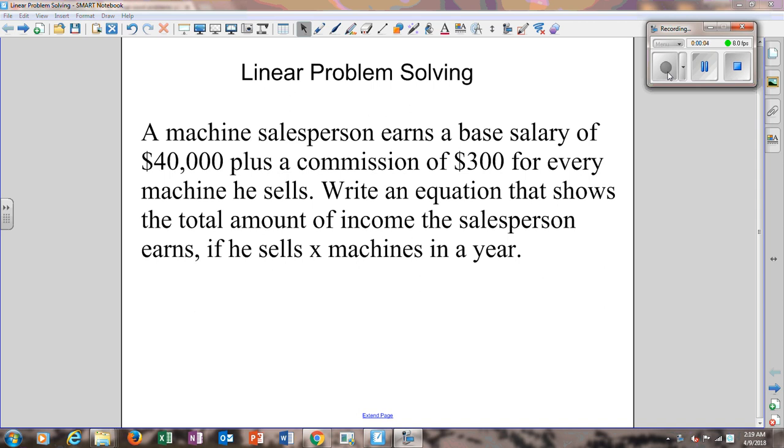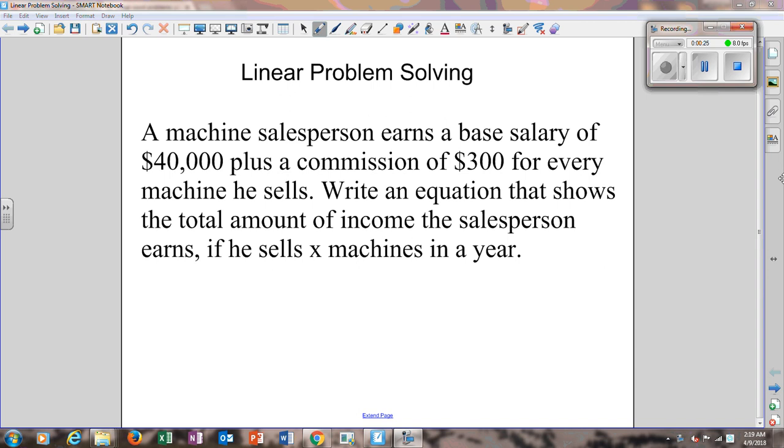Okay, we have a short lesson today called linear problem solving. Basically, this is just word problems with linear equations. You all know how to do linear equations already, especially because you've been through Algebra 1. And so these are just word problems that go along with this.